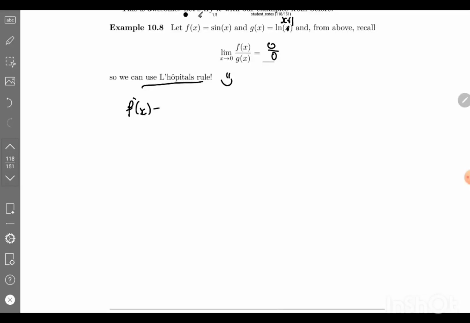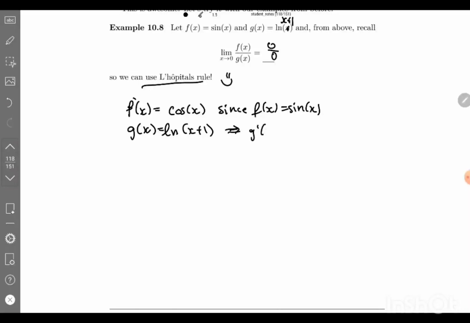So f prime of x is equal to cosine of x, since f of x is equal to sine of x. And then g of x in this case is natural log of x plus 1, and this implies that g prime of x is just going to be 1 over x plus 1 times the derivative of the inside, which is just 1. So I'm just going to leave it as 1 over x plus 1.